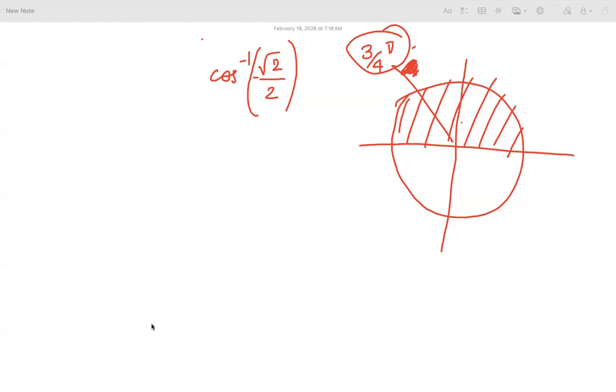Advik, did you get that? Yeah, I got it now. Inverse of root 3. Let's do that.